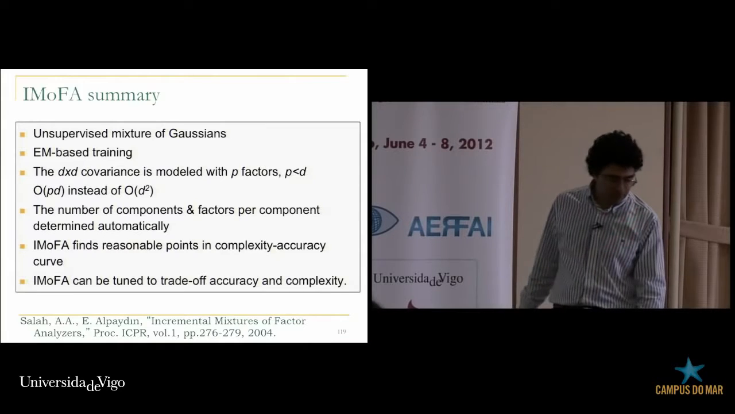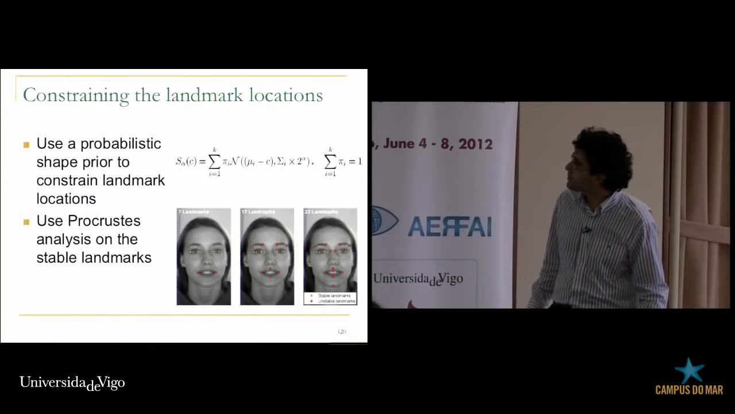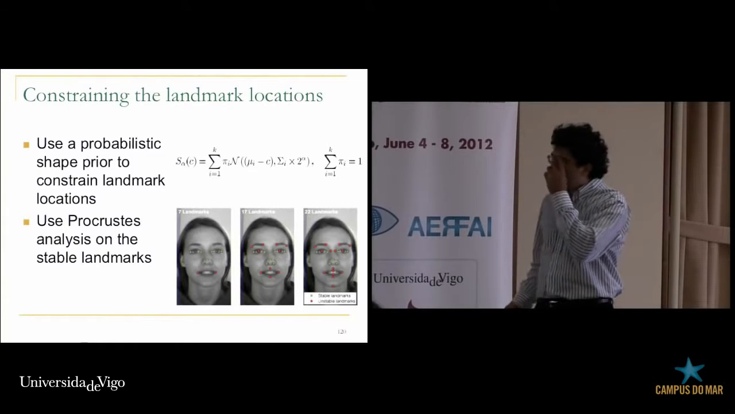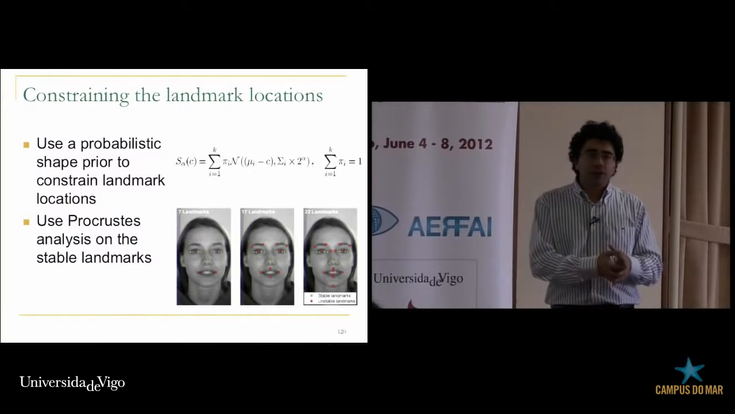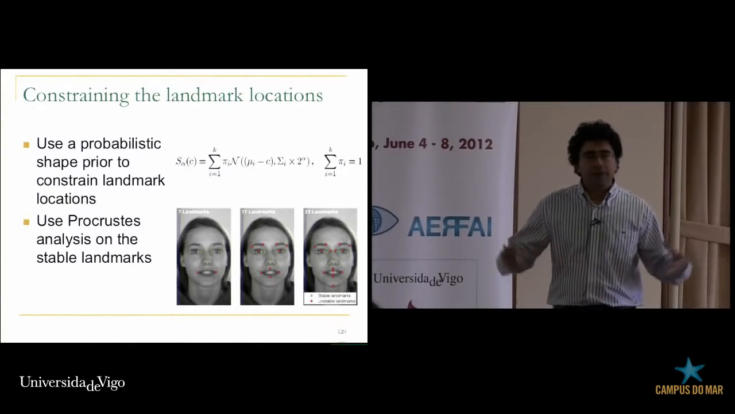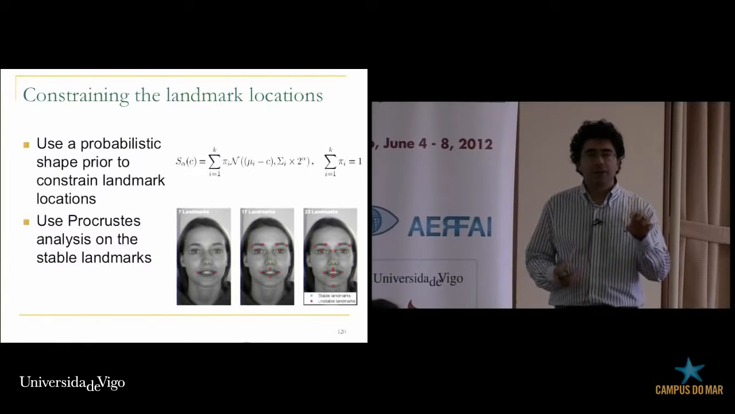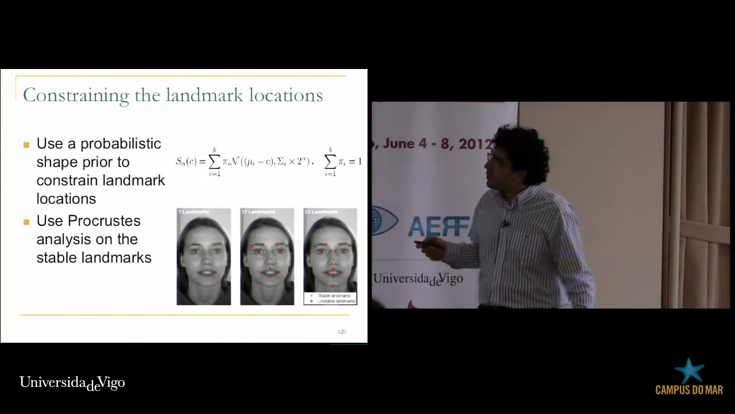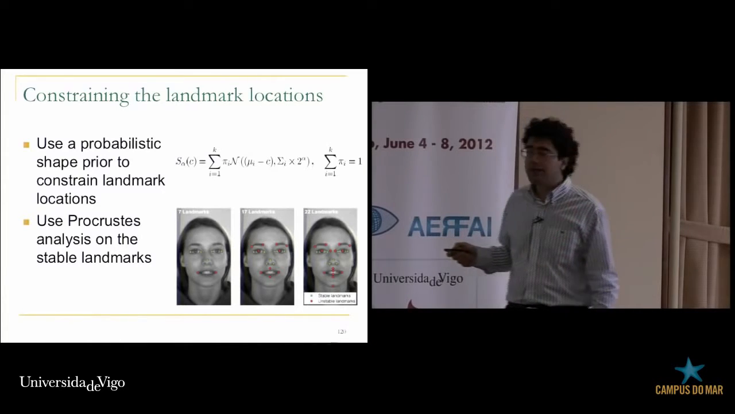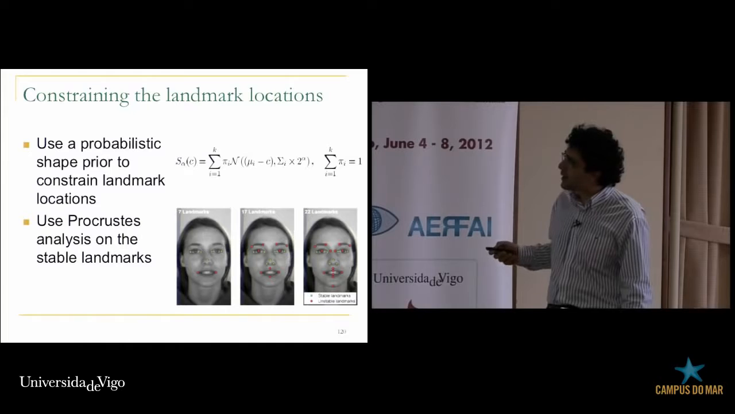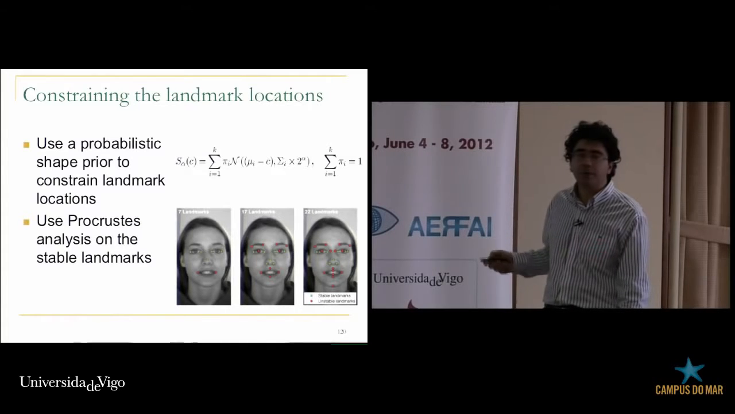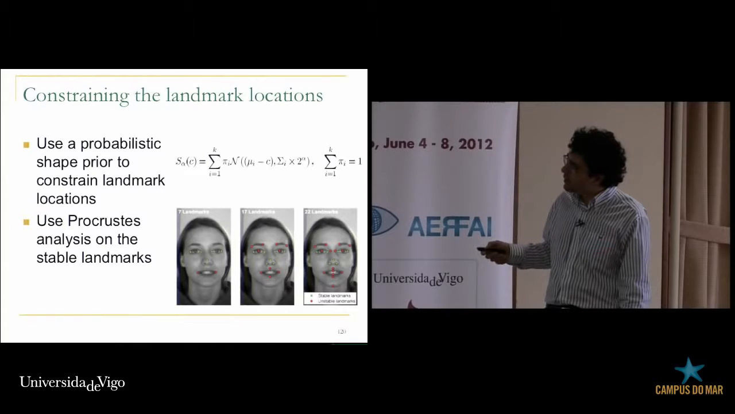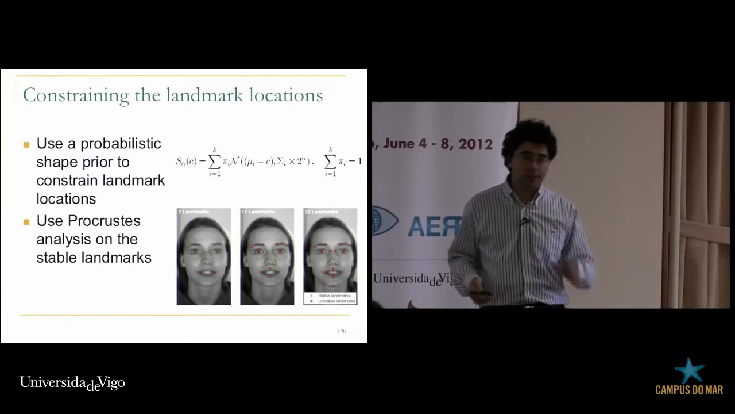Okay, I can skip this one. So we're going to train these models on each Gabor channel and then basically use it to locate the facial features over the whole face. We use a probabilistic shape to constrain the landmark locations. It's basically a Gaussian conditioned on the face boundary. So if you have cropped your face like this, let's say the eye corners will be somewhere here. We learned this from the training set.